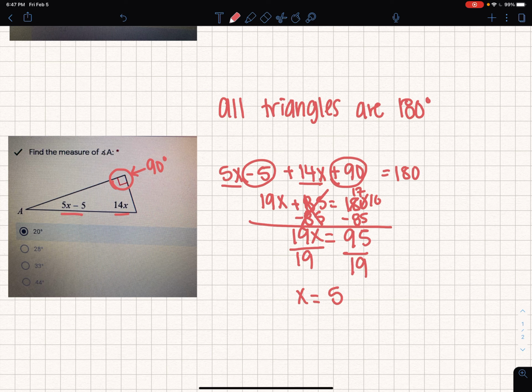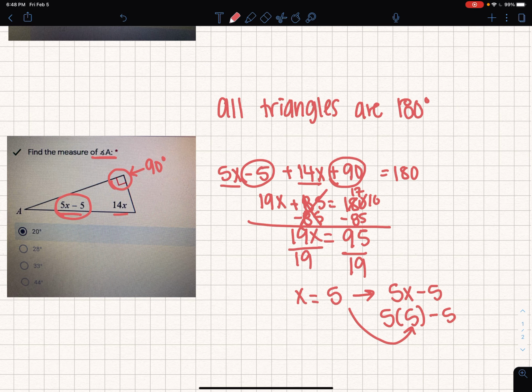So x equals 5, but that's not what they asked us. They asked us to find the measure of angle A. Angle A is 5x minus 5, so I'm going to plug my x in, or substitute my x there. So when x equals 5, I can solve this expression. So I'll do 5 times my 5, because that's my value for x, minus 5 again. So 5 times 5 is 25, minus 5 is 20. So the measure of angle A is equal to 20 degrees. All right.